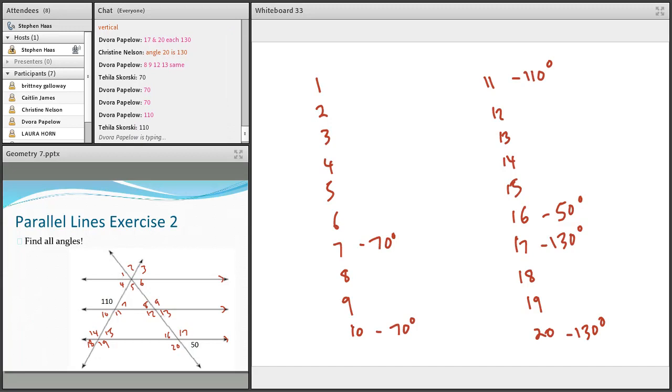Good. Now let's try 8, 9, 12, and 13. Well, what's 13? 13 is the same as 16 because it's alternate interior with 16. And 16 we knew was 50, so 13 is also 50. So 13 gives us 8 also. 8 is a vertical angle with 13, so that's also 50. How about 9 and 12? 9 and 12 are supplementary with 8 and 13, so they're 130 each.